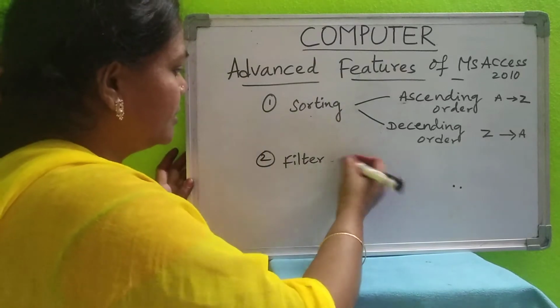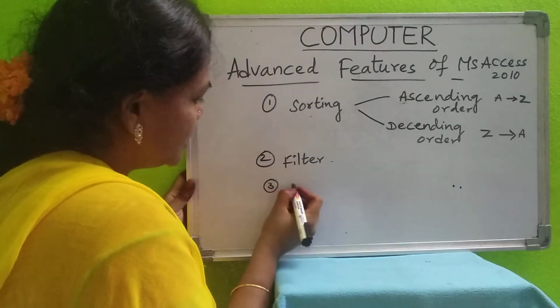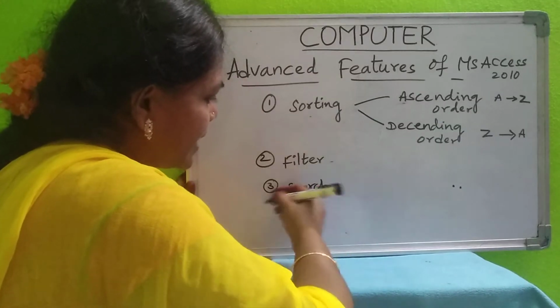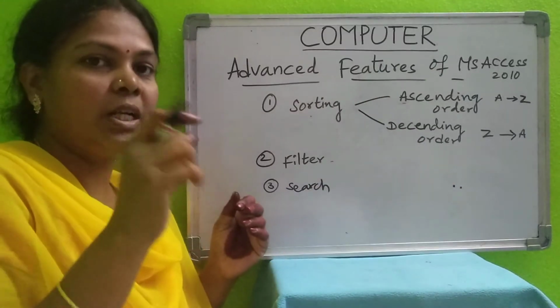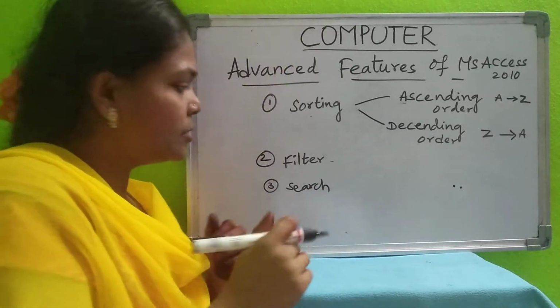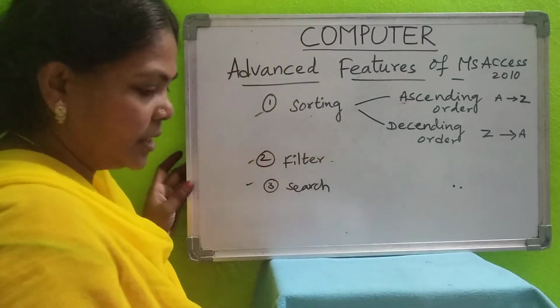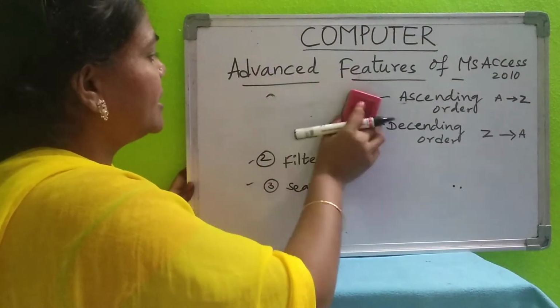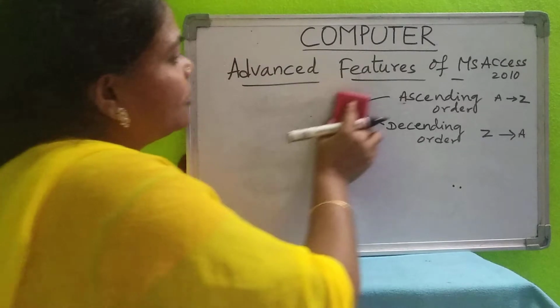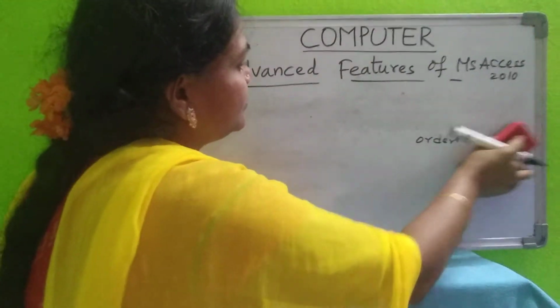Okay, filter. The third one we learned about is search. In the status bar we have the search box. Whatever data you give there will be searched in the table. Till here we have learned. The remaining three features in this lesson are query, forms and reports.